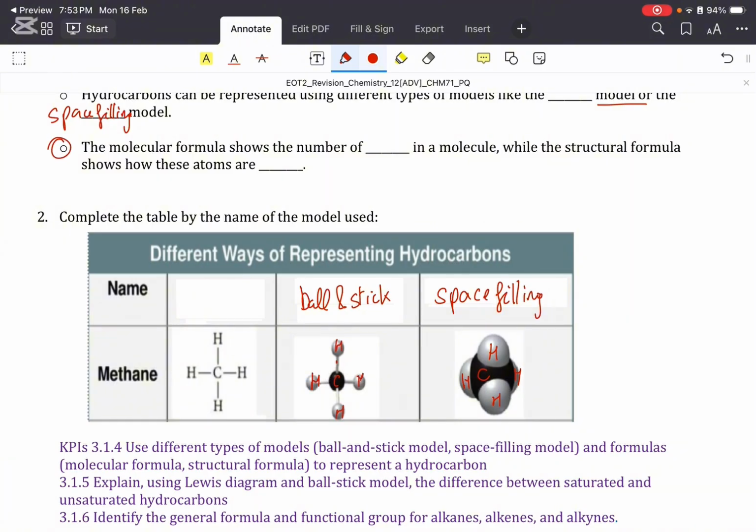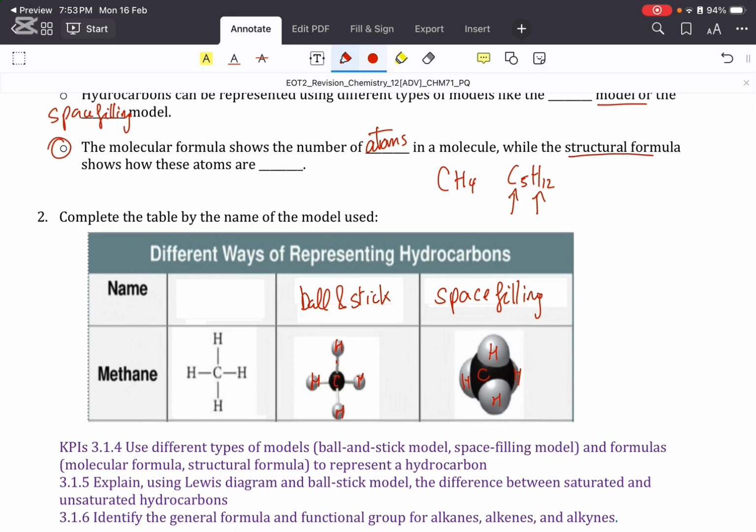I'm going to continue with the second one, the molecular formula. The molecular formula, when I say CH4, that's a molecular formula. C5H12, that's a molecular formula. It shows the number of atoms, how many atoms I have in a molecule. Like, for example, here I have 5 carbons, I have 12 hydrogens.